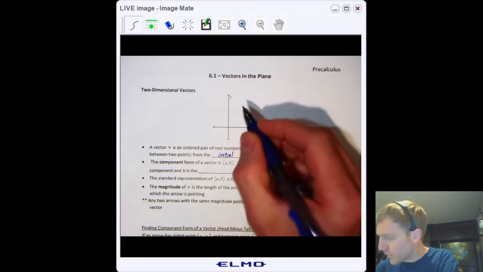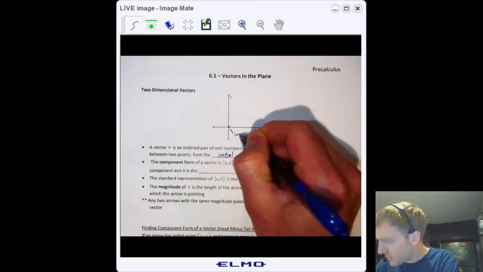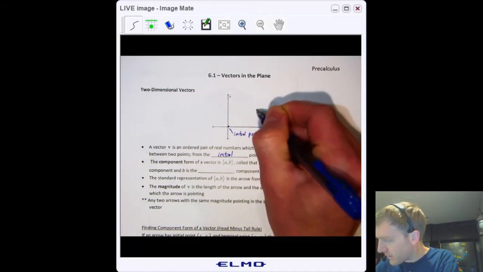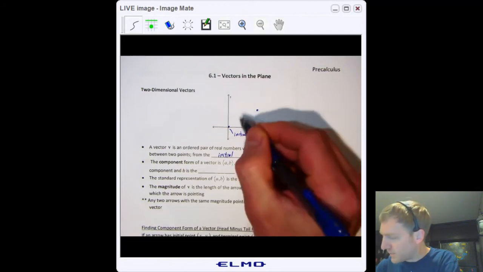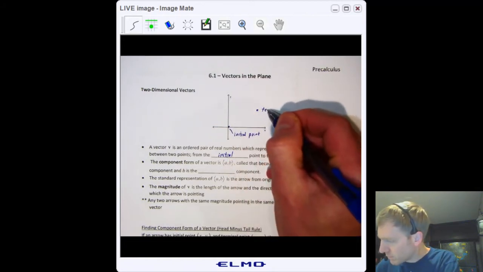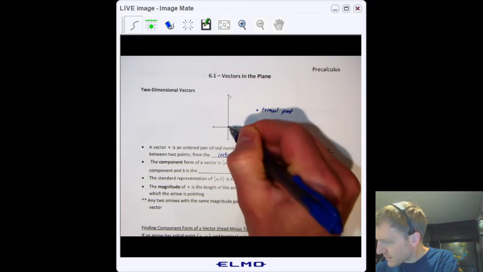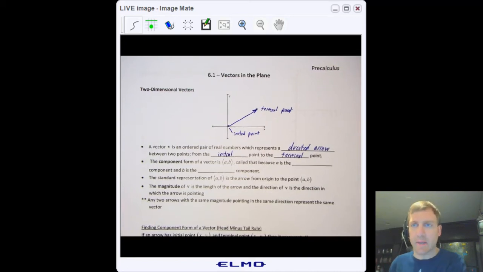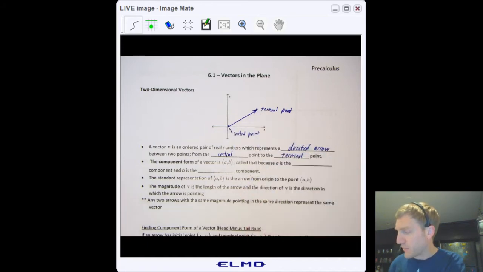Okay, so here's what I mean. Let's say you have two points. We're going to put the initial point here at the origin, and let's say you have a terminal point somewhere else. This is a vector. Looks like that. Again, it's a line segment with a direction on it, a directed line segment or an arrow. It starts here and ends here. That is a vector.